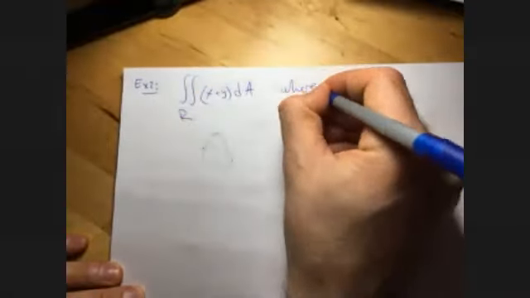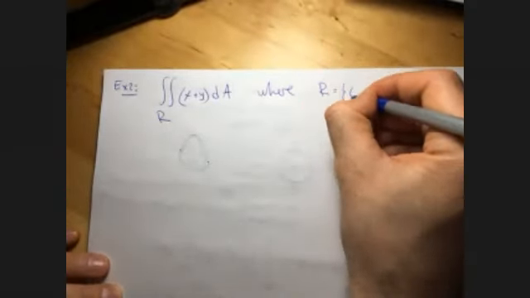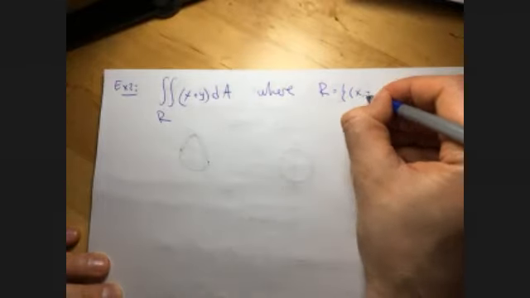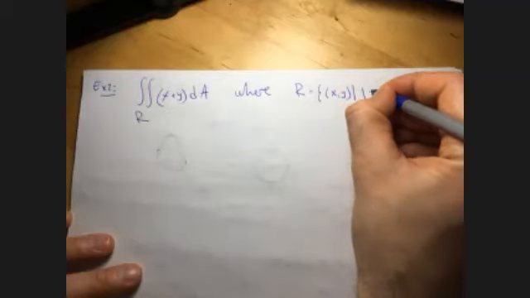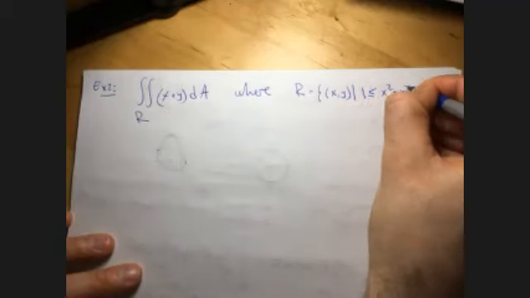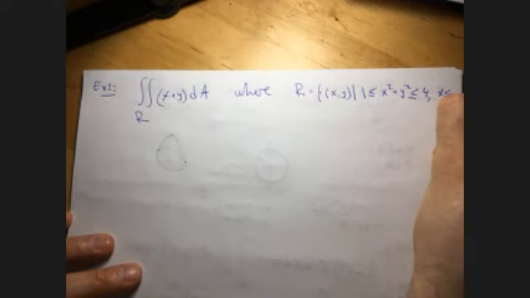So let's now evaluate this integral, example 2. Evaluate the integral of x plus y over R, where R, now be careful, it's defined in Cartesian coordinates xy, such that 1 is less or equal to x squared plus y squared, less or equal to 4. And x is less or equal to 0.